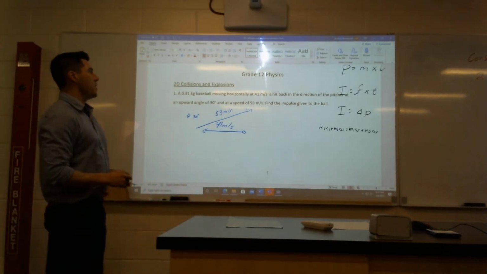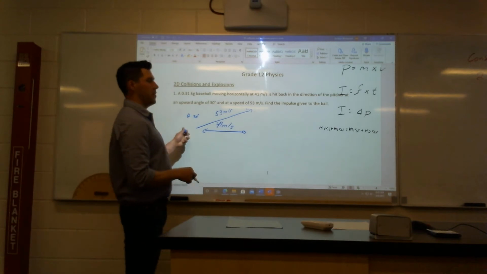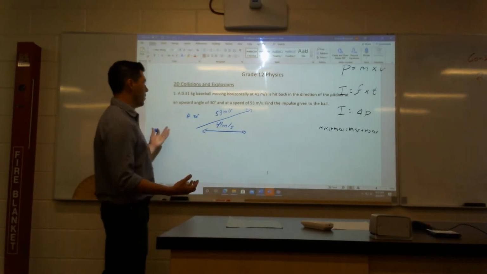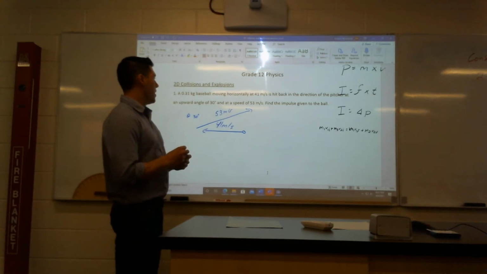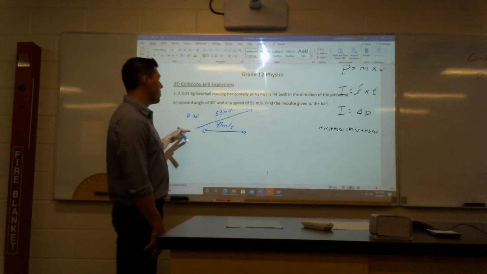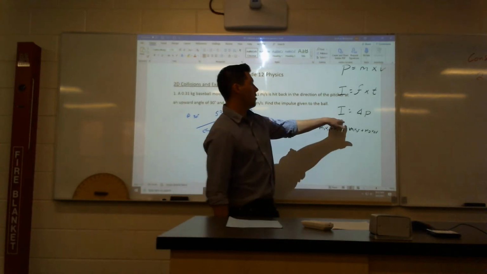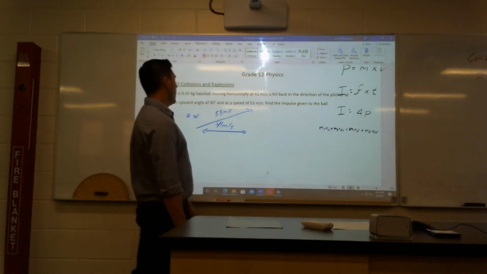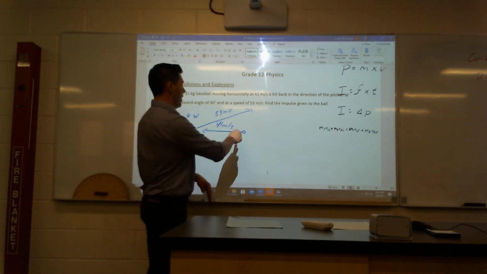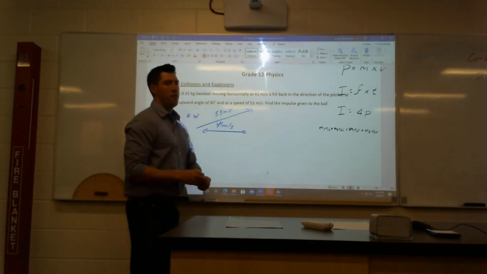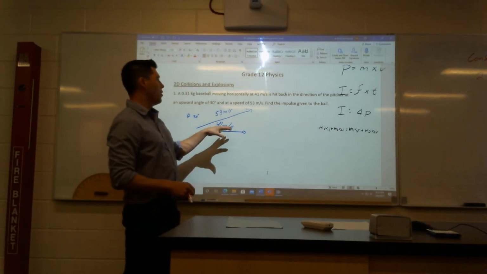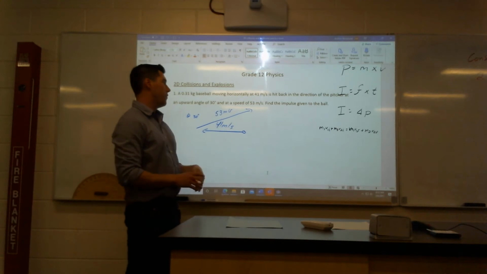It says find the impulse given to the ball. So the batter gave an impulse to the ball when they hit it. We want to know what that change in momentum was, what that impulse given was. Again, impulse is our change in momentum. Now, when I draw it like this, it looks like I have to find this kind of vector. If we go back to our advanced vectors, if you know the initial and you know the final, you need to find the middle part.